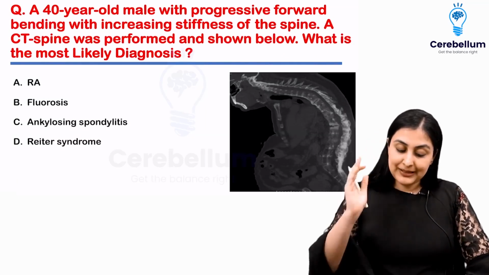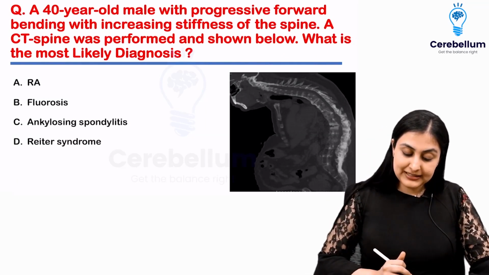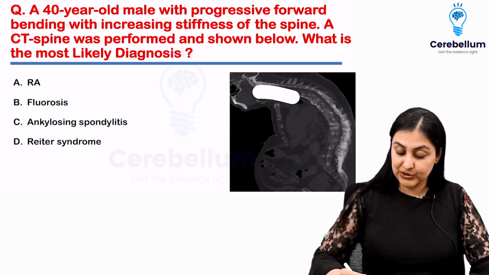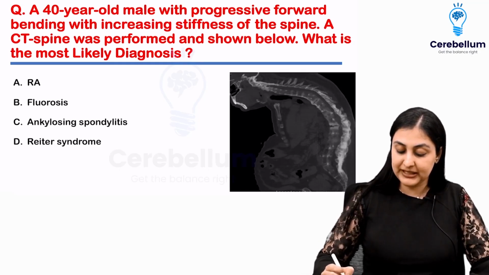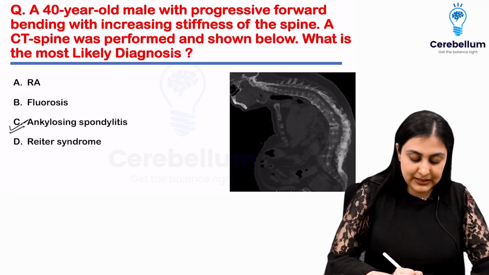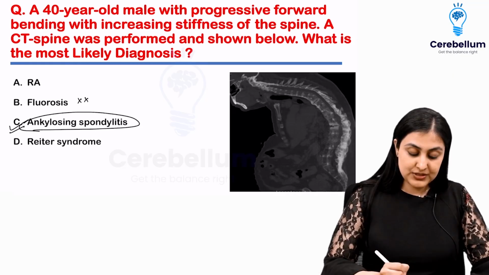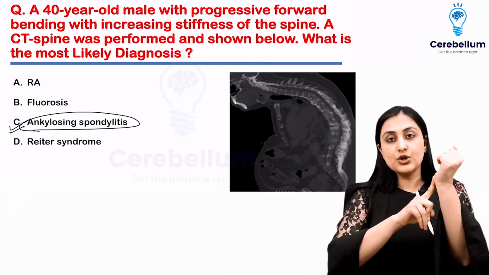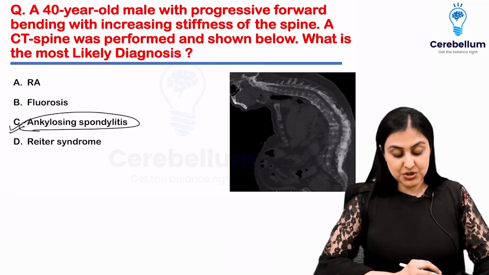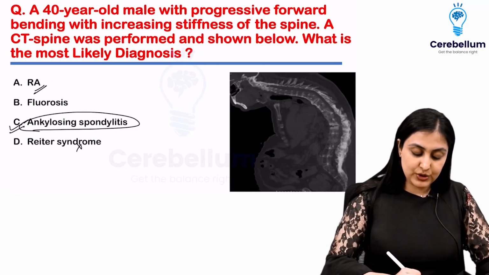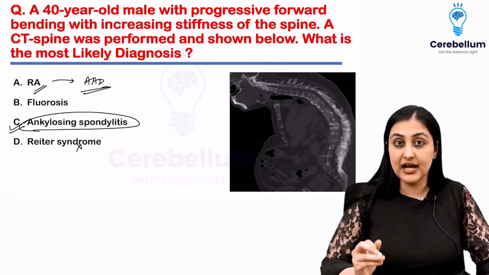A 40-year-old male with progressive forward bending and increasing stiffness of the spine, CT was shown. So look at the CT here, which is showing you a complete fusion, deformity with calcification of interspinous ligament. So this has to be ankylosing spondylitis. A fluorosis image is going to show you increased density without this fusion. You can also be given the interosseous membrane ossification, but not this. It's not Reiter's and it's not rheumatoid. Rheumatoid, remember, would be atlantoaxial dislocation, not the entire spine, okay?